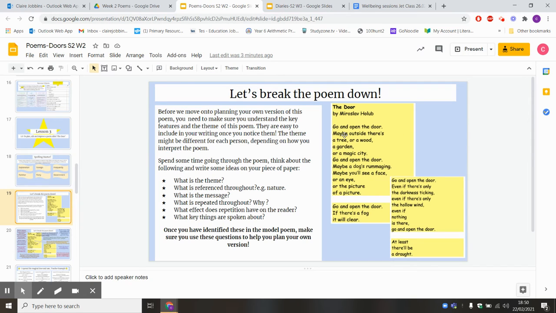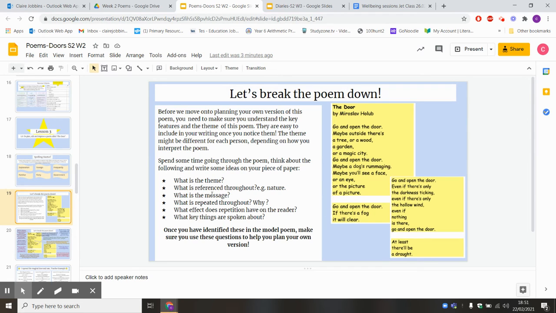A bit like when we've done comprehensions, ladies and gentlemen, you need to have a look at this poem and think about what it is about. We'd like you to answer these key questions on your piece of paper, making sure that you use your point, evidence and explanation to answer them. So what is the theme? What is referenced throughout? For example, I can see elements of nature being referenced, such as a tree or a wood or a garden, perhaps even things that are unknown, such as a magic city. You can also see that animals are used, like dogs rummaging, and that weather is being introduced with things like a hollow wind.